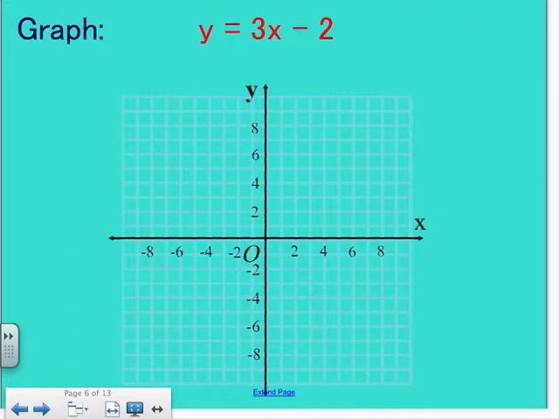All right, so I want you to identify the y-intercept, identify the slope, and then attempt to graph this without making a table, but using the slope and the y-intercept. Then hit play to check your work.